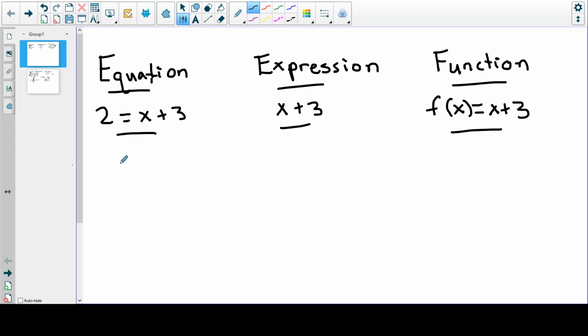So an equation, as you can see here, is usually written as so. Equations are usually solved, and a big indication that it's an equation is that there's an equal sign. As we saw in other videos, you can solve for x by subtracting 3 from either side. And so then you get x is equal to -1. Usually the problem will say solve this equation, and they're looking for the answer, which would be x equals -1.